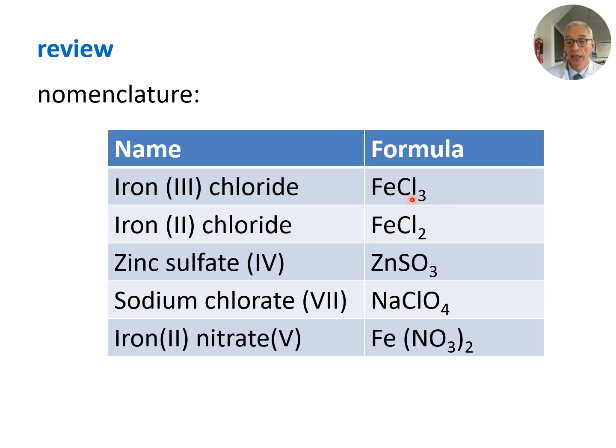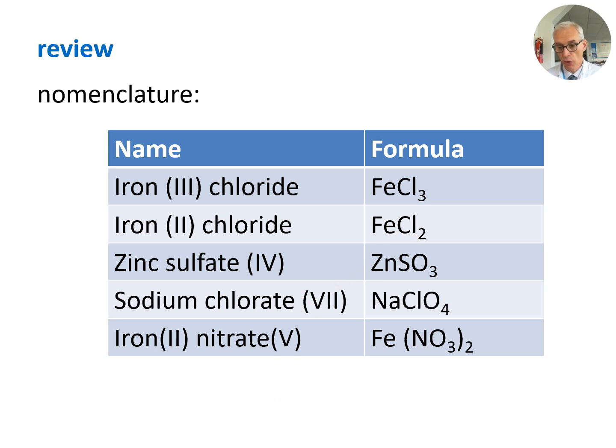Iron 3 chloride. Chloride is, by the name, we know the oxidation state is -1 for chlorine, so we need 3 chlorides to produce a neutral compound with an iron at +3. Similarly, iron 2, we need 2 chlorides, so FeCl2.